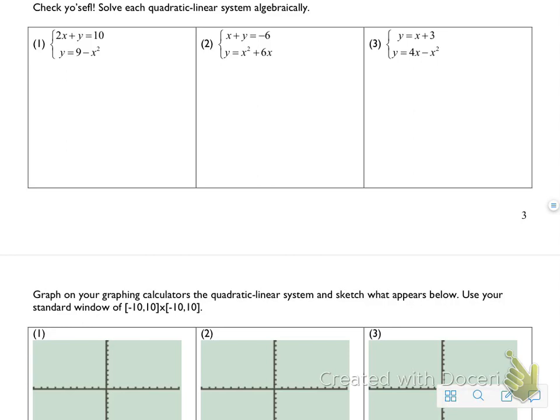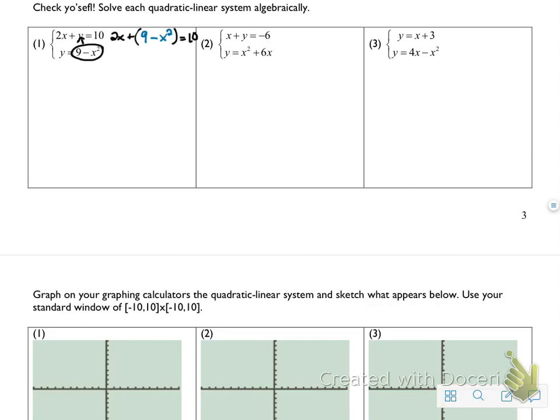Now, step 1 is to substitute. And we're going to substitute in the problem that looks prettiest to substitute in. Because, if you look here, the quadratic functions in all 3 of these cases are already solved for y. So in example 1, we're going to take the 9 minus x squared and plug it in right there where you see a y. So you end up with 2x plus that y equals. So we have 2x plus 9 minus x squared equal to 10. So now we just need to start solving.